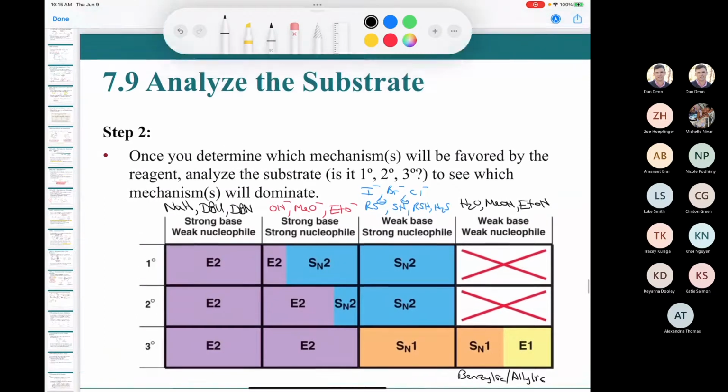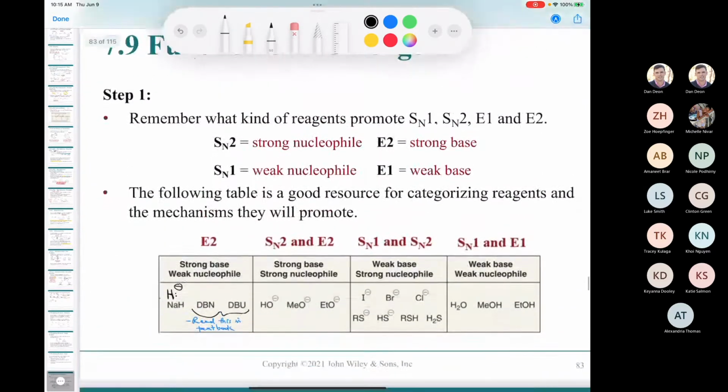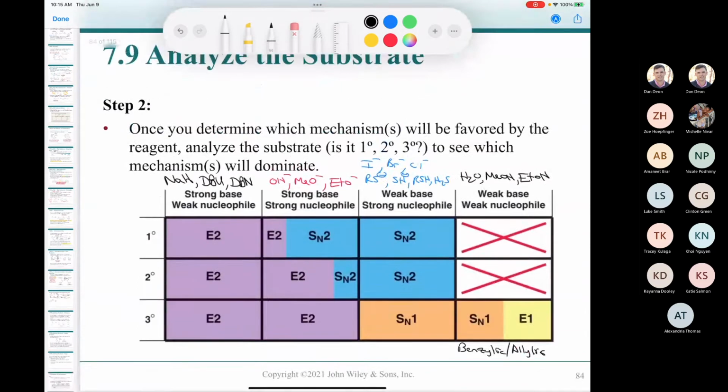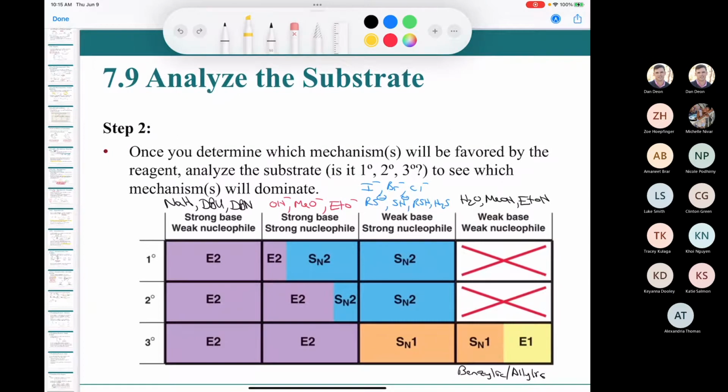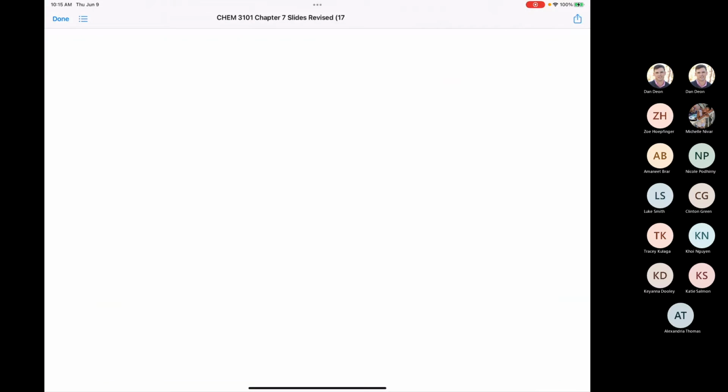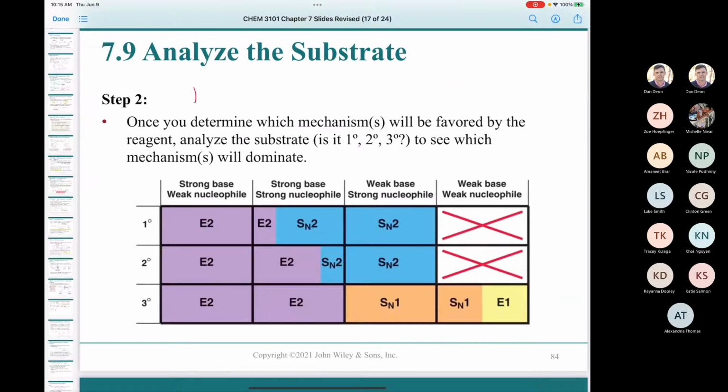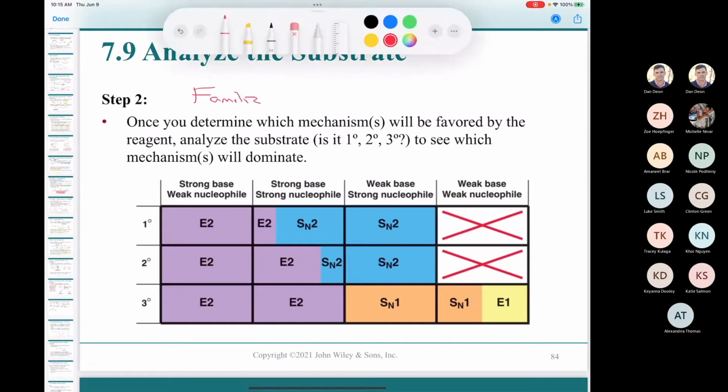Now, what students will usually ask me after looking at this table is, do I have to memorize this table? You cannot bring this table into an exam. I wouldn't use the word memorize. I would say familiarize yourself with this table. Familiarize yourself with this table.